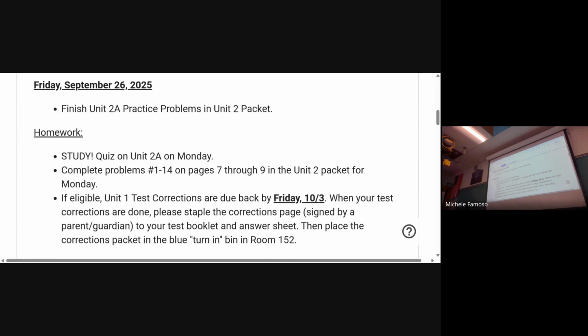All right, let's say you finish your test corrections. When are they due? Next Friday. You're not going to hand them to me. Every time you have test corrections, you put them in what I call my turn-in bin right here. Do you see where it goes? You put them in here, and next Friday I'll take them and grade them.